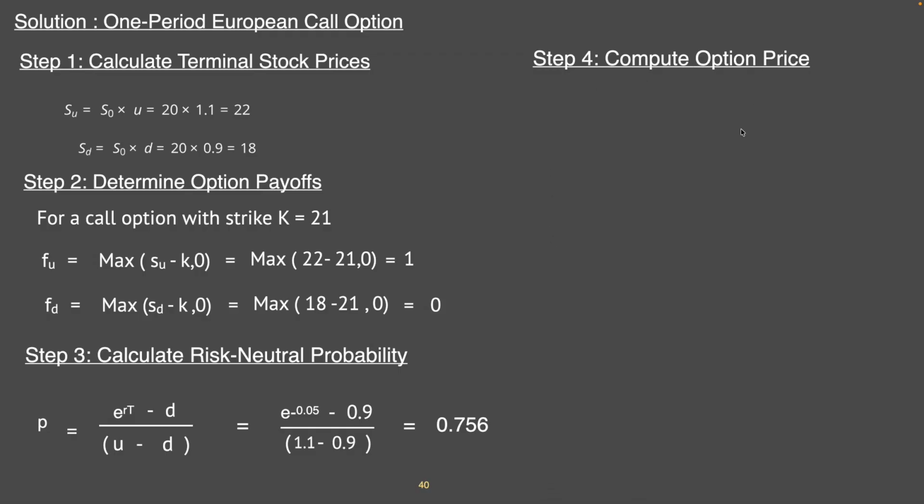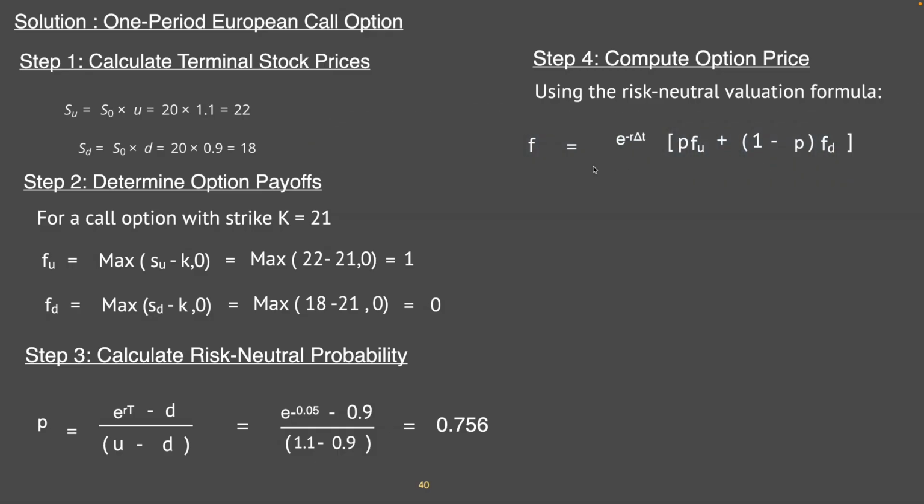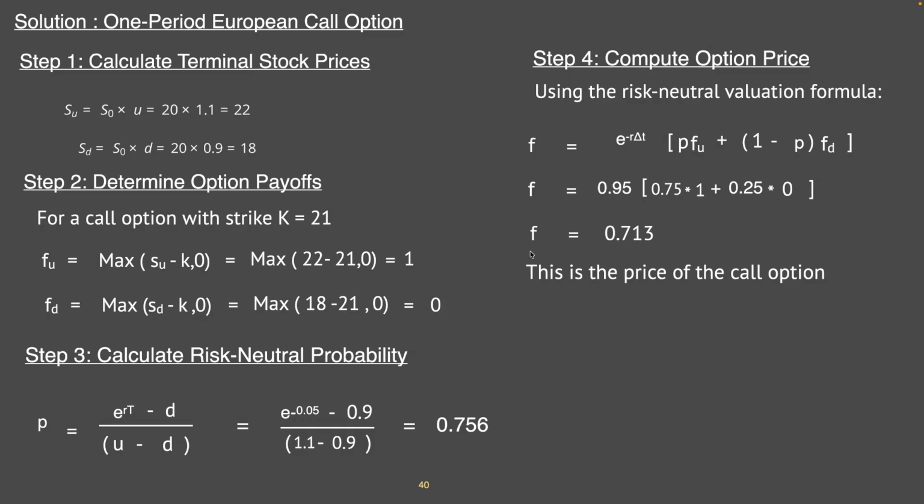So what is step 4? You compute the option price using the risk neutral valuation formula. So the initial option price is equal to e to the power of minus R delta T multiplied by P, the probability of up move, times the option price FU, plus 1 minus P times FD. So what is the value of the option? The value of the option is 0.713. So this is the price of the call option in a one period European call option.